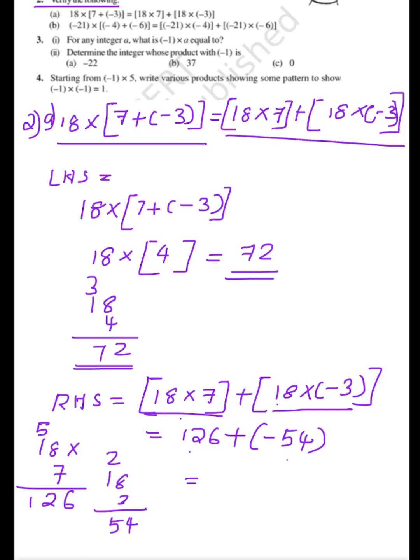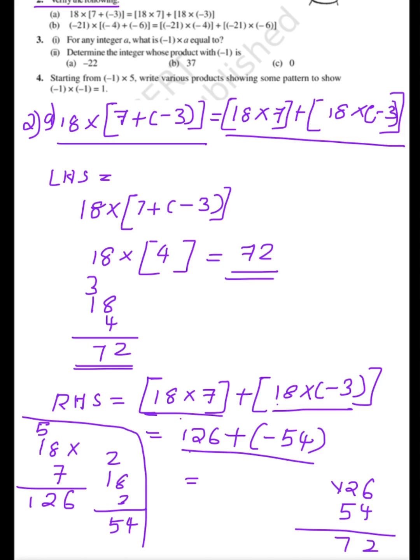Now what you have to do? Now you have to do this. 126 plus minus 54. That means different sign, so you have to do the subtraction and put the sign of the bigger number. So let's do the subtraction. 6 minus 4 is 2. Now 12 minus 5 is 7. Okay. So 72. We have got the answer as 72. Okay. So 72 is the RHS here.